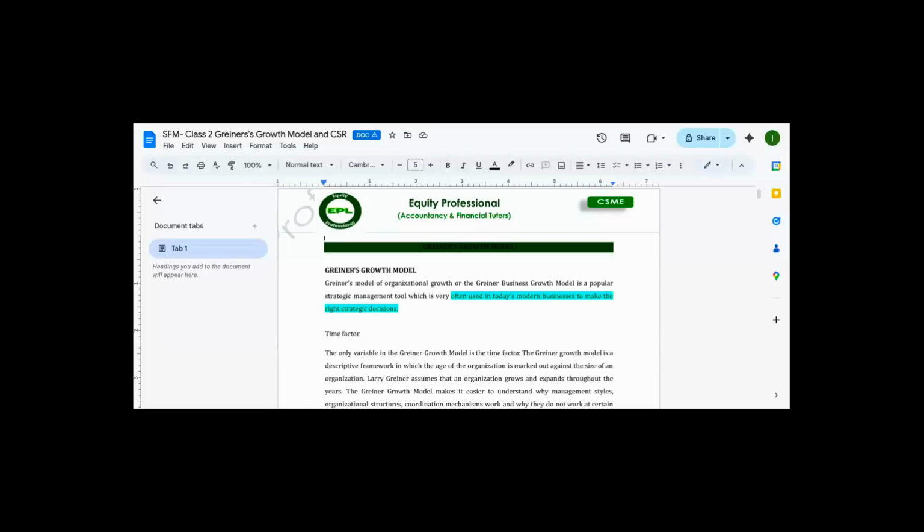So the Greiner growth model is a popular strategic management tool, which is often used in today's modern businesses to make the right strategic decision.